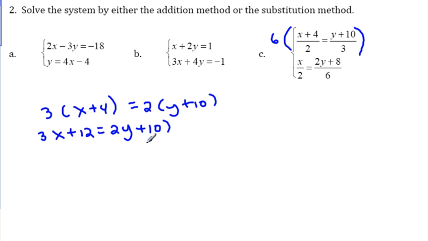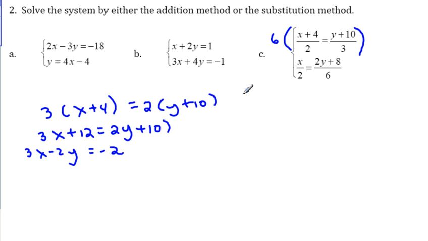And since my goal is to be able to use addition on this, I want to set them up so they look like this, where I have ax plus by equals c, constant on the right hand side. So I need to move over the 2y and move over the 12. So I'm going to subtract 2y, and that gives me 3x minus 2y, and now subtract over the 12 equals negative 2. Okay, you can do that step by step if you need to. Just pause your tape and get yourself there.